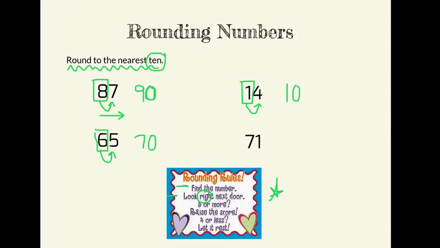For the number 71, 7 is in the tens place. Look right next door. 5 or more, raise the score. Nope. 4 or less, let it rest. It's just a little 1, not strong enough, so the 7 stays a 7. And then the numbers after it change to 0. So it rounded down to 70.